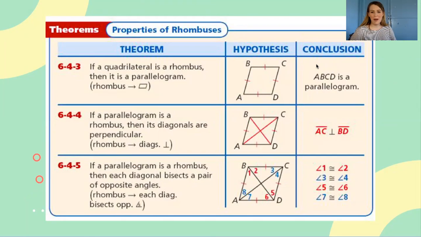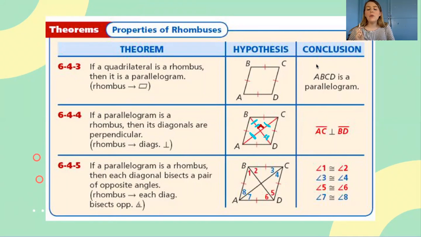If a parallelogram is a rhombus, then its diagonals are perpendicular. So remember what's true about a parallelogram: the diagonals of a parallelogram split in half. So you can say that these two sides are going to be congruent because it's a parallelogram, but also the angles in the middle are going to be right angles because the diagonals of a rhombus are perpendicular.